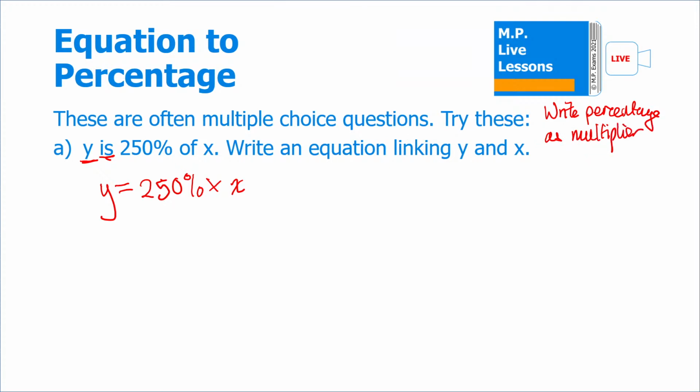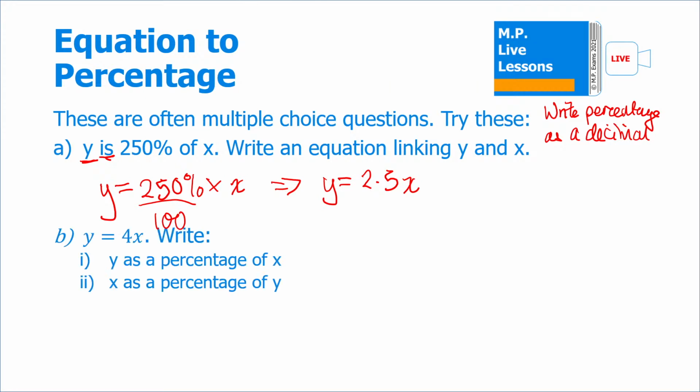And remember, we can use the percentage as a multiplier. So what we would do here, or actually write the percentage as a decimal, since we're not increasing or decreasing anything. So as a decimal, you have to divide this by 100. This gets us in the end, so y equals 2.5x, or 2.5 times x. Part B, y equals 4x. So now write y as a percentage of x.